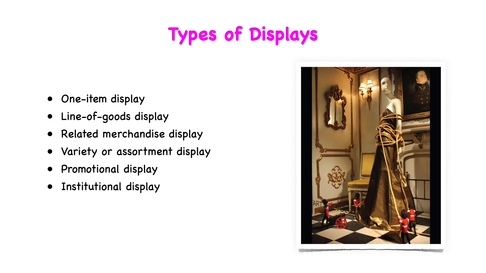A variety or assortment display is a grouping of unrelated items. It can include apparel, housewares, toys, and shoes. It is an eclectic mix of items that have no rhyme or reason to be together other than being sold at the same store.